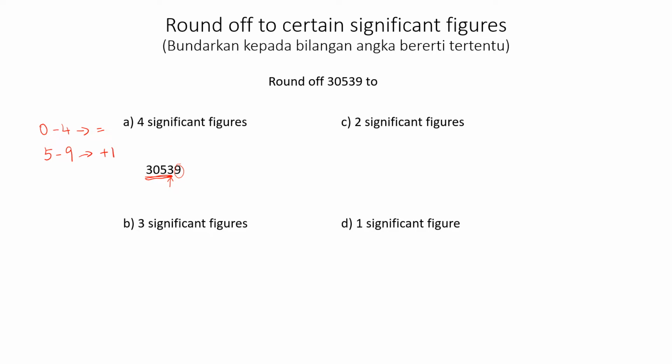For numbers 5 to 9, you have to add 1 to the digit to be rounded off. Here the next digit is 9, so you have to add 1. The 4 significant figures are 3, 0, 5, and we add 1 to get 4, and remain a 0 here. So these are the 4 significant figures.